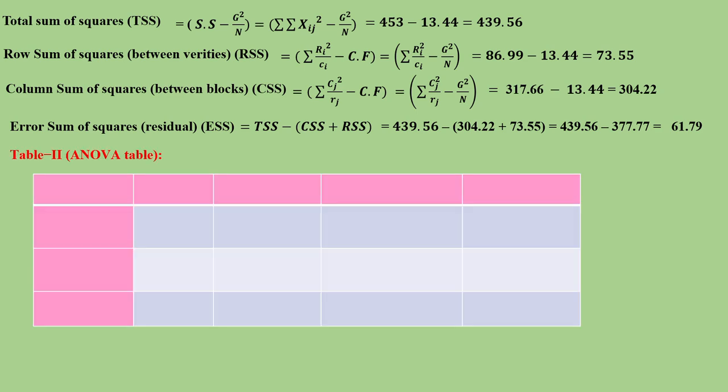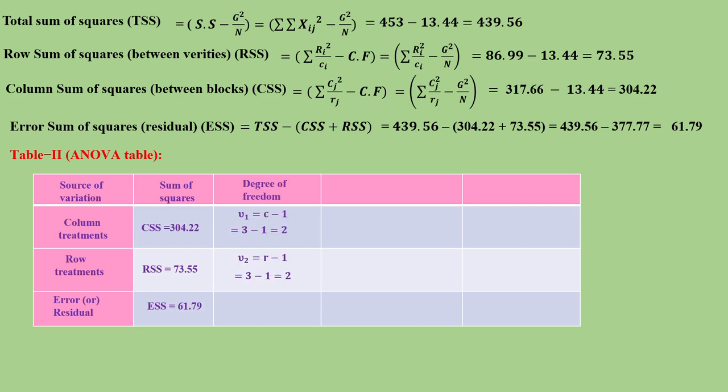Then prepare the ANOVA table. So source of variation: CSS, RSS, ESS. Substitute the values, which are all already there in the previous steps: CSS 304.22, RSS 73.55, ESS 61.79. Degrees of freedom: C minus 1 is 2, R minus 1 is 2, and error (R minus 1) into (C minus 1) is equal to 4. Then find the mean sum of squares: column is equal to 152.11, row 36.78, then error is equal to 15.45.